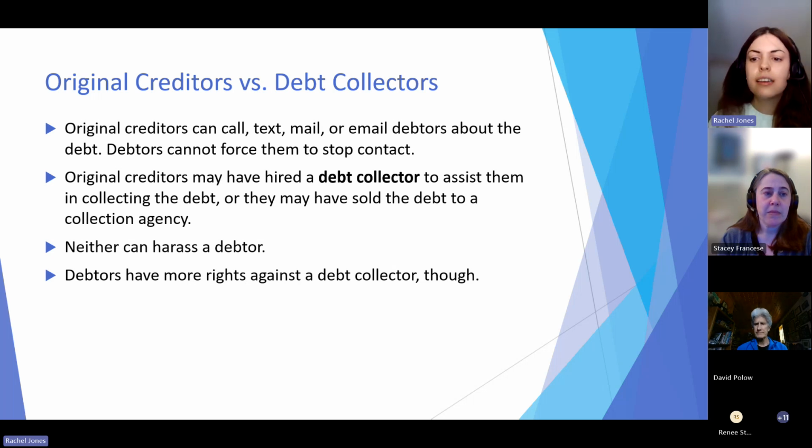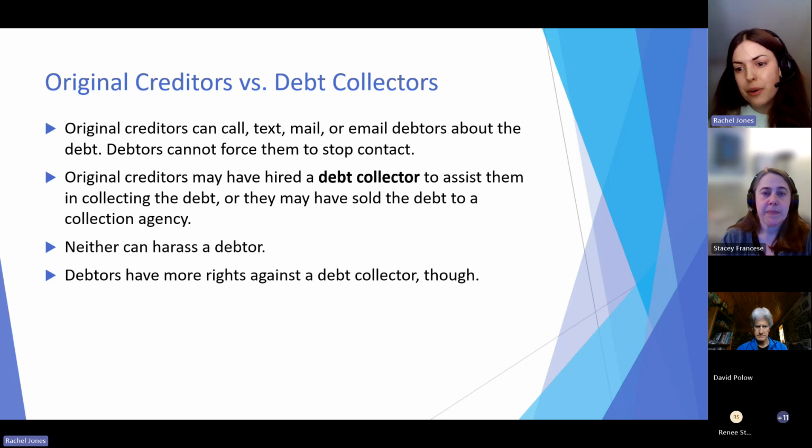Original creditors can call, text, mail, or email debtors about the debt, and while debtors can ask them to stop calling, debtors can't force them to stop contact. They may have hired a debt collector or assigned a debt to a debt collection agency that will call or try to collect on their behalf, or they completely sell the debt to a debt buyer outright. Neither original creditors nor debt collectors can harass a debtor. They can't make threats that are untrue. They can't make misrepresentations.